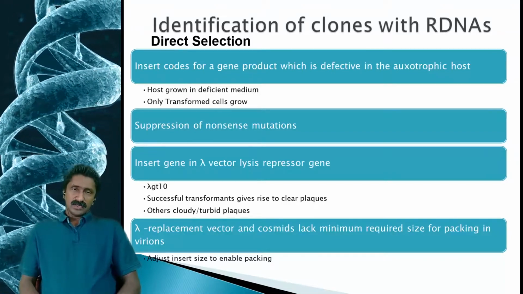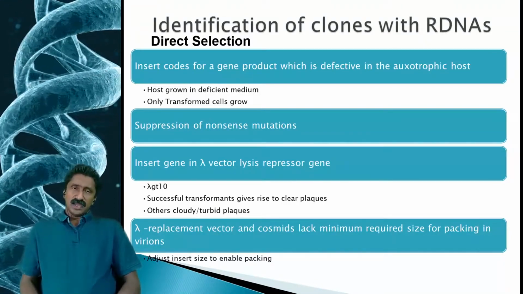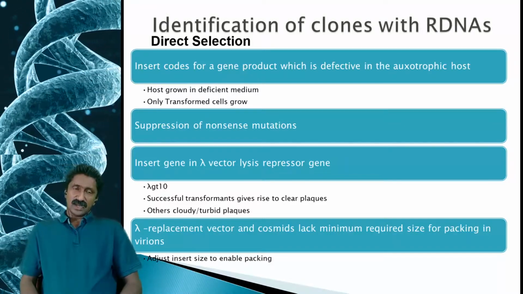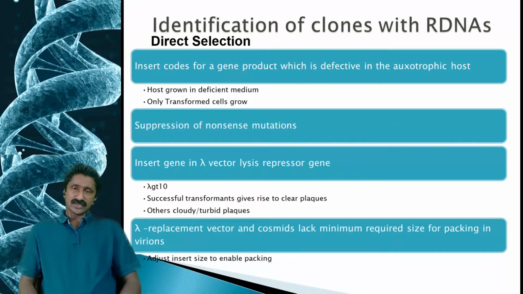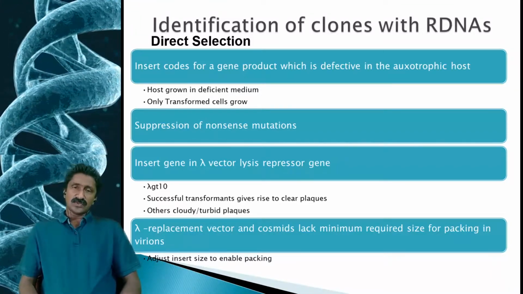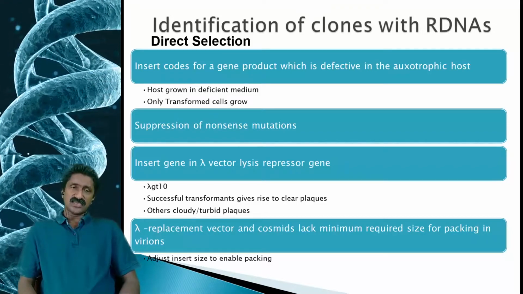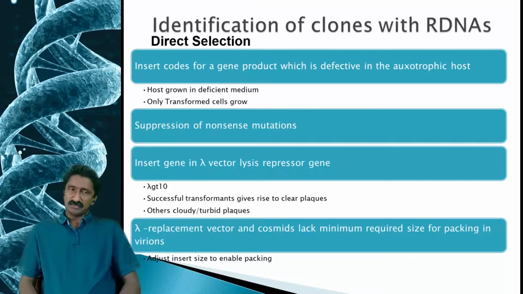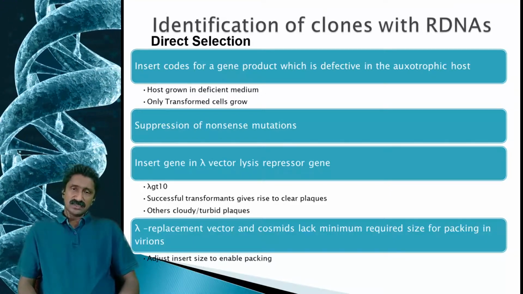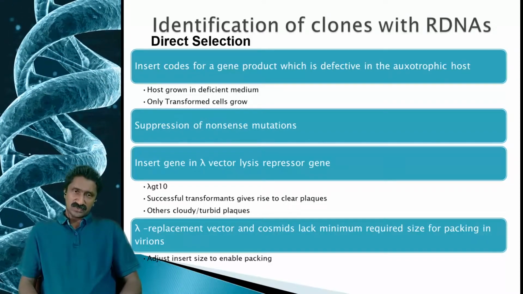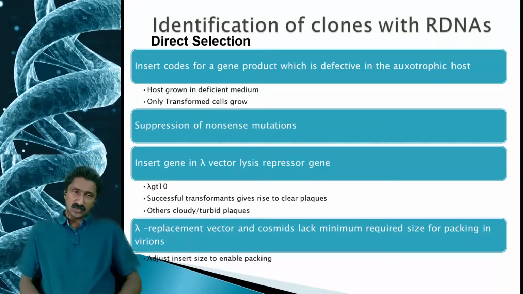Okay. Now, identification of the clones with the rDNAs. Again, there are methods for direct selection. Here you can insert codes for a gene product which is defective in the auxotrophic host. So that is another method. You can insert codes for a gene product which is not actually present in the host.